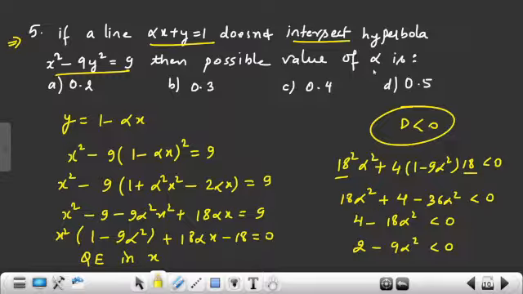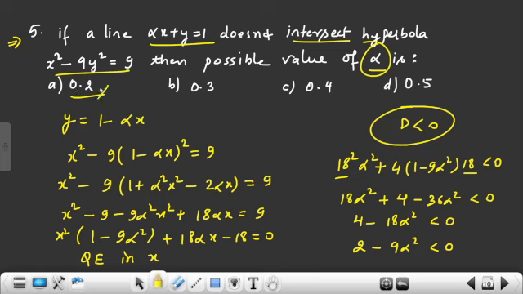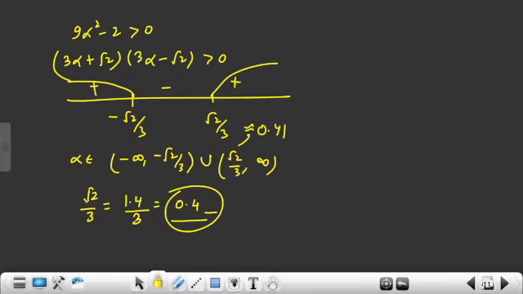Now what are the possible values of alpha? Can alpha be 0.2? Let's look at the number line. No, I need more than 0.4 and less than minus 0.4. So 0.2 will not come, 0.3 will not come, 0.4 will not come. So which option is there? D, 0.5, right? Isn't it easy?